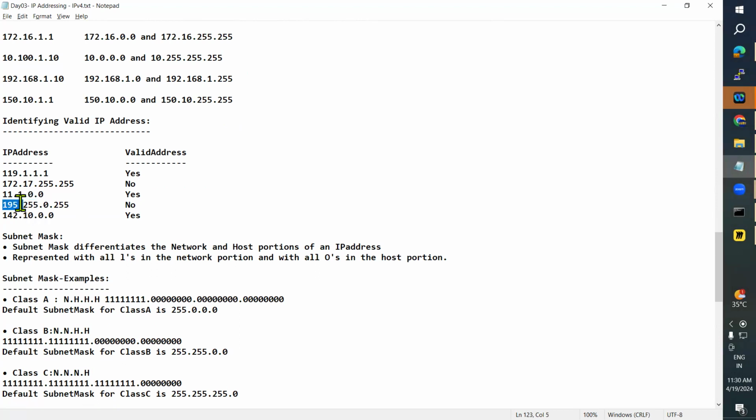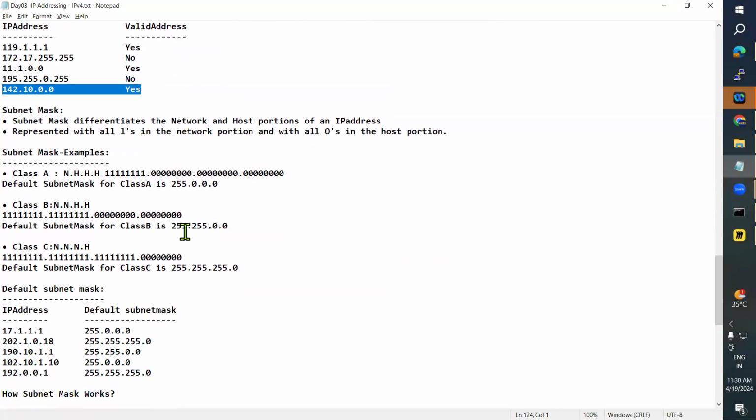And 195.255.0.255, is it a valid IP address? No, this has 255. And 142.10.0.0, valid IP address? Yes, it is a valid IP address. Okay.